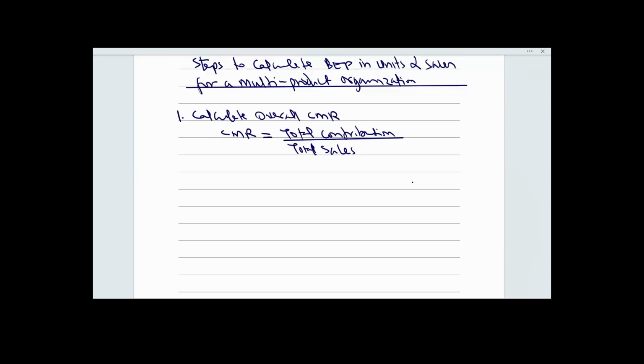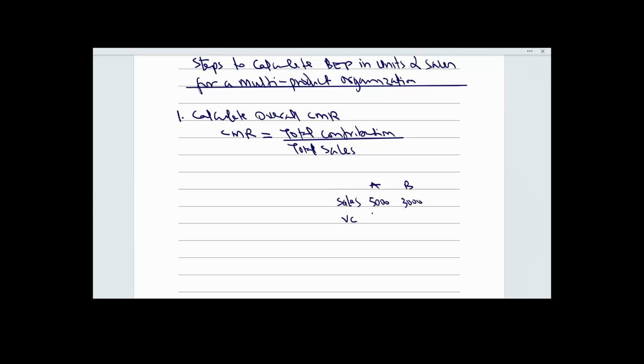Contribution for the company as a whole, sales value for the company as a whole. Let's say, for example, we have products A and B. Let's say you are given the sales, then variable cost. Let's say product A has a sales of 5,000 for simplicity. Product B has a sales of 3,000.